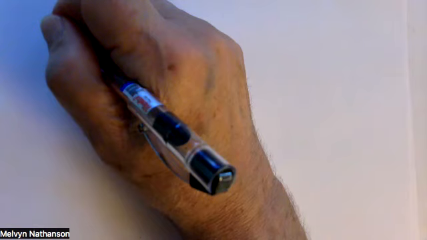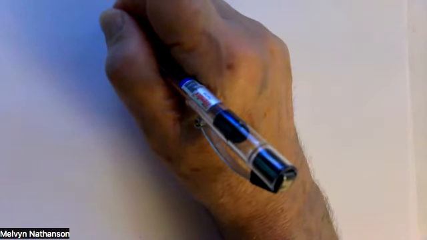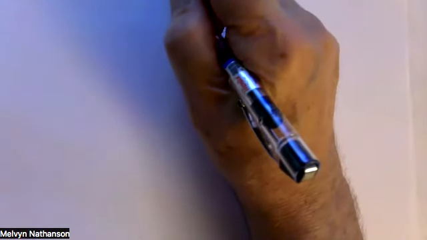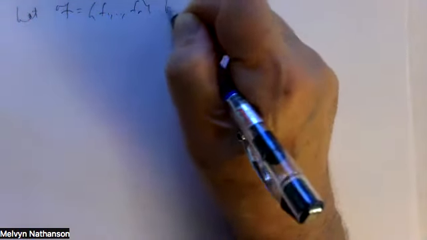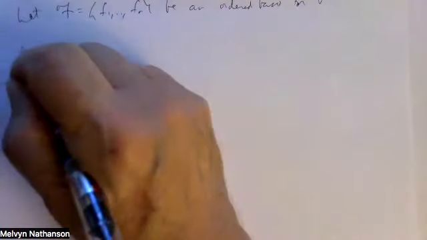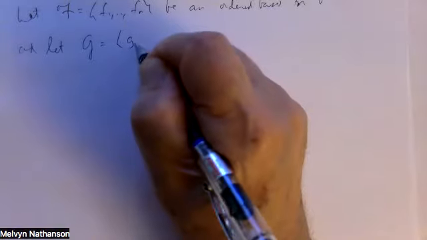So this is theorem 4.13. So V is an n-dimensional vector space over the field F, and let script F, the F1 up to Fn, be an ordered basis for V, and let G, with vectors G1 up to Gn, be another ordered basis for V.